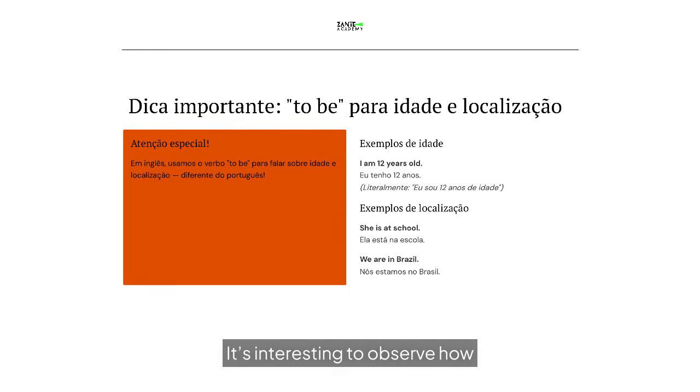It's interesting to observe how these uses of to be provide not just information, but context. Think about how often we ask each other about where we are or how old we are. These are common questions in everyday conversations. As we continue through the course, we'll dive deeper into practical applications of these concepts. In the next slide, we'll highlight some common mistakes to watch out for when using to be. This will help you avoid pitfalls and communicate more effectively. So, let's keep building on our skills.